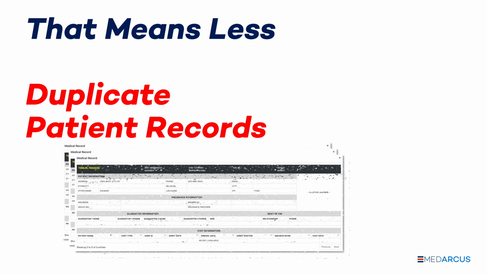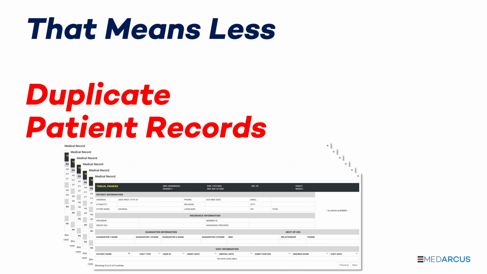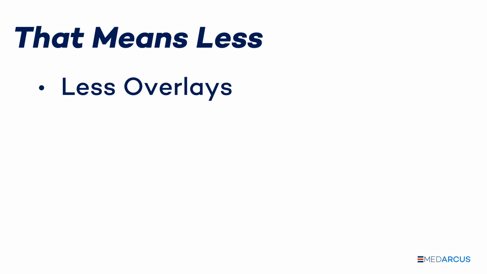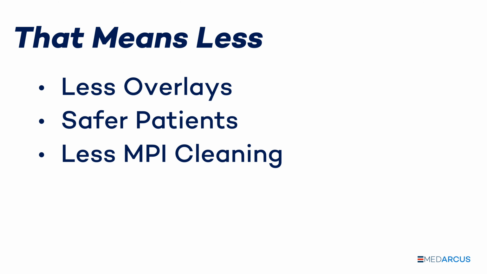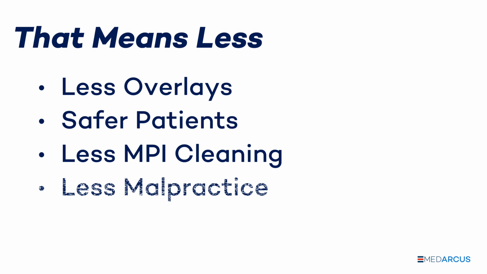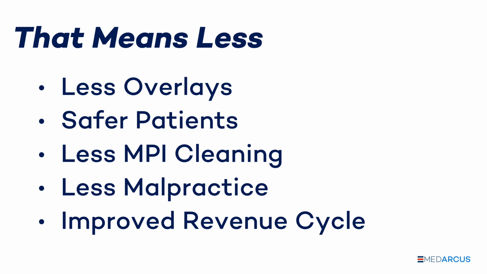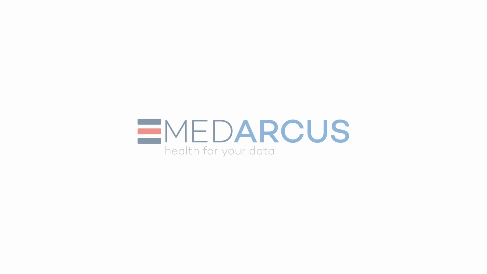What this boils down to, what it really means, is fewer duplicate patient records, fewer overlay records, safer patients, less expense to clean EHR MPIs, fewer lawsuits due to malpractice. It also means on the revenue side of the house, fewer denials because we have the data correct before we send in the claim.